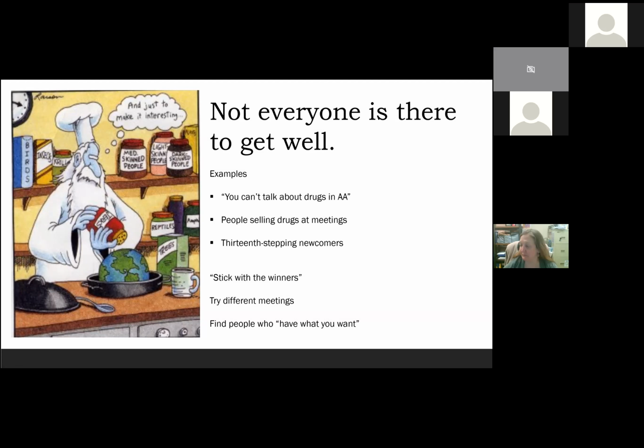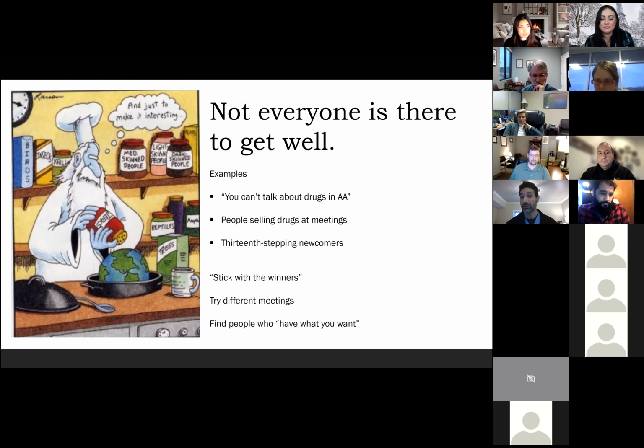It's helpful to encourage people, if they have these complaints about the people that are in the program and they're coming back and telling you about that, you really want to encourage them to look for people that seem like they have some sanity in their life, that seem relatively happy, so that they can then stay with those people, so they can kind of emulate what they're doing. Or if you really don't like the meetings you're going to, try different meetings, because meetings have different personalities.